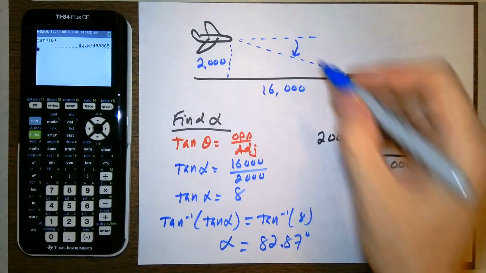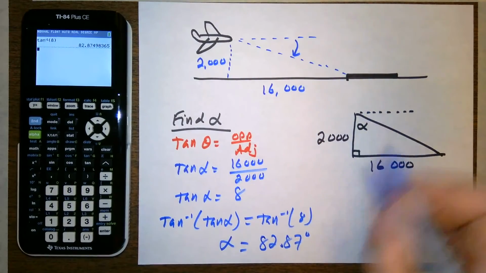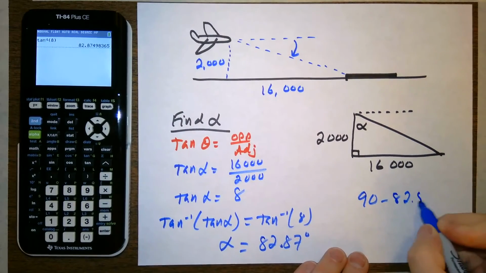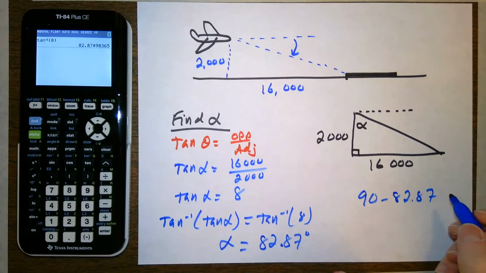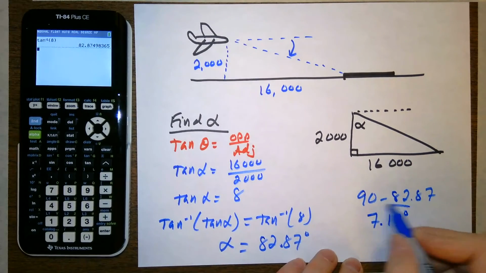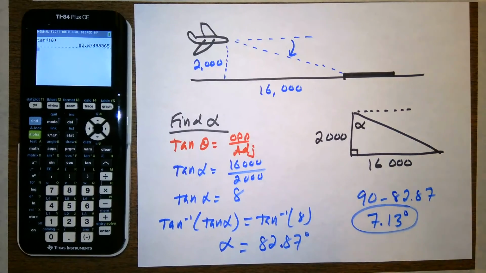How do I find the angle that I want? It's going to be 90 minus that. 90 minus 82.87 is going to be 7.13 degrees. So the pilot needs to aim the airplane down at 7.13 degrees, and he'll land right at the end of the runway.